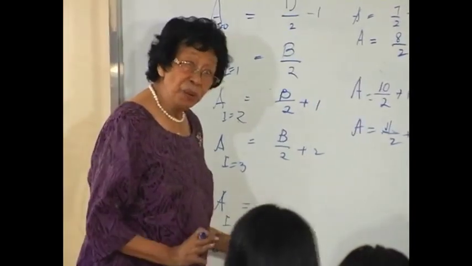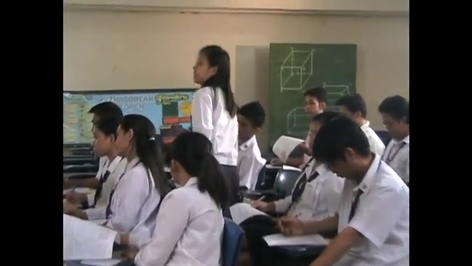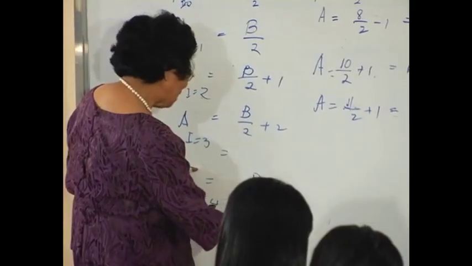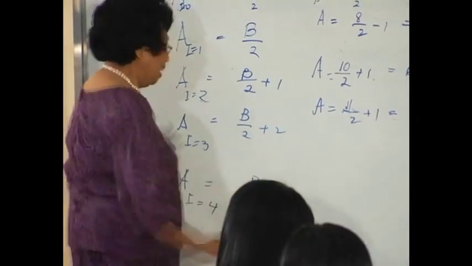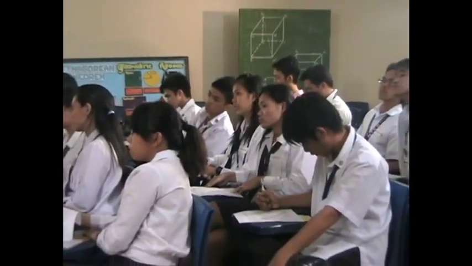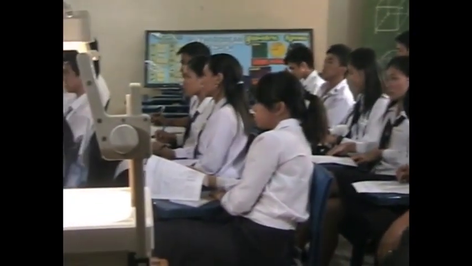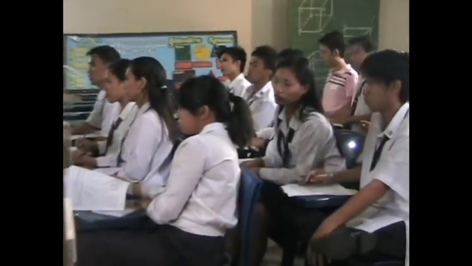Yes. And then we will see if there's a pattern. Donita. B over 2 plus 2. Equals. Is that for here? 4? B over 2 plus 3. This one was for that. Okay. Now, do you see a pattern? What is occurring all the time? Which part of the formula is the same?